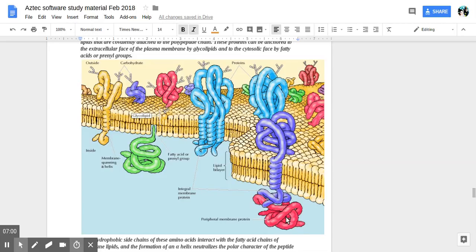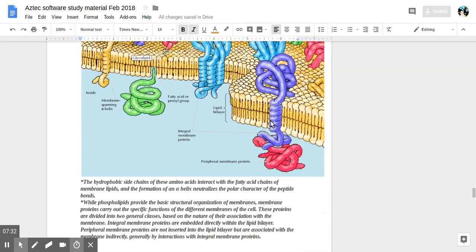Is this bright fuchsia one binding with the integral membrane protein, the purple. So some proteins go all the way across membranes. Those are integral. Peripheral are the ones that bind to the integral. They're on the periphery of the membrane. They can either be on the cytosolic side, inside the cell, or outside the cell, the extracellular side.